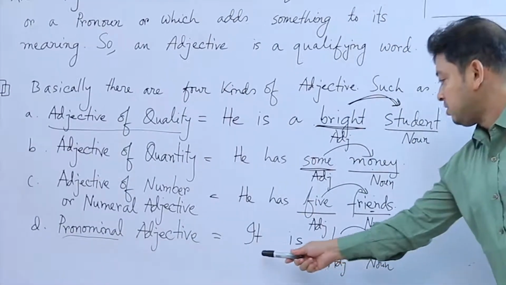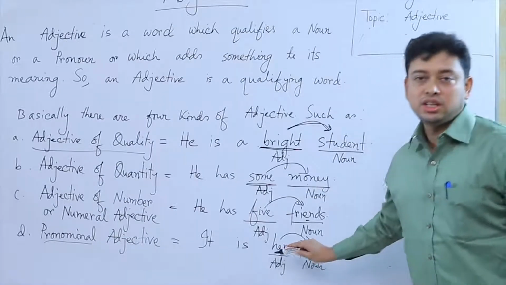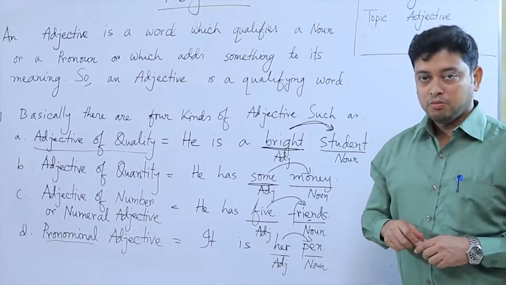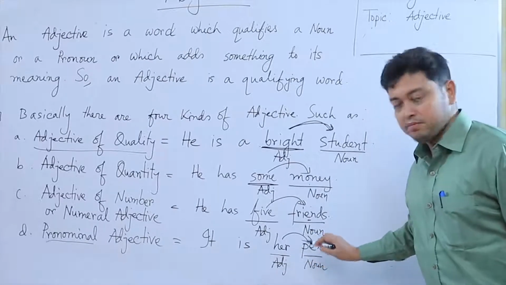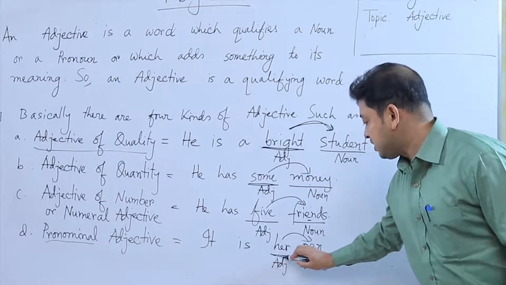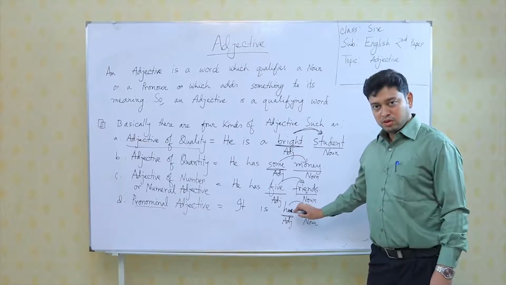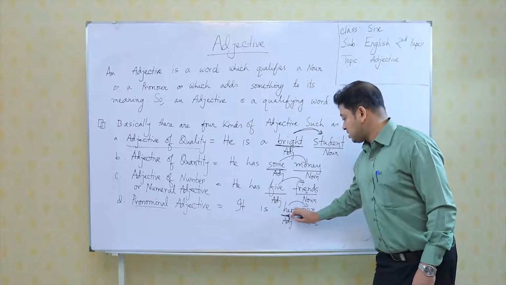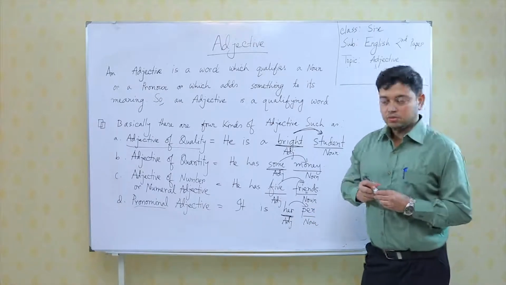Now, look at the example. It is her pen. We know that her is conventionally a pronoun. This is a possessive pronoun, but the question is here it is qualifying the word pen, and pen is a noun. So, the name of this adjective is pronominal adjective. As it is basically a pronoun, but it is qualifying a noun, it becomes an adjective. So, the name is pronominal adjective. It is no more a pronoun.